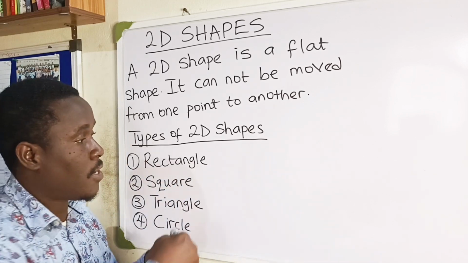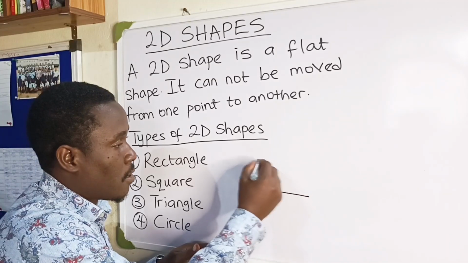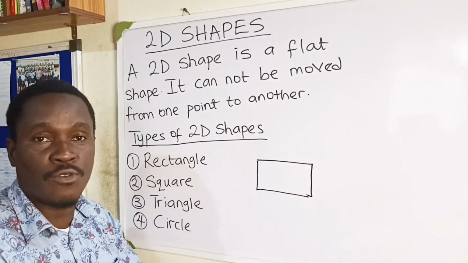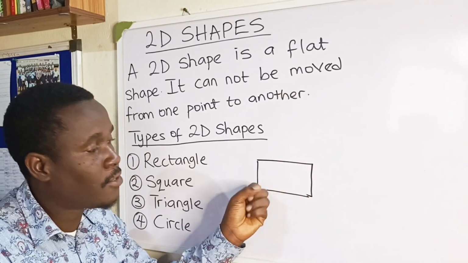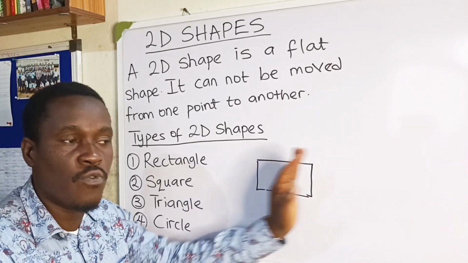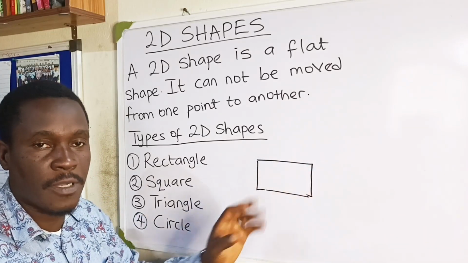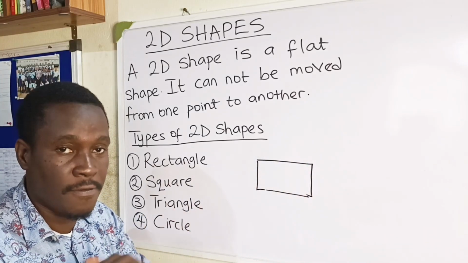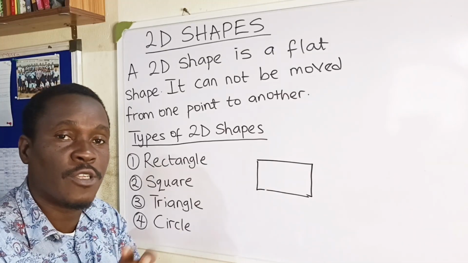So if I draw a shape like this, it is a 2D shape. I cannot handle this shape. I cannot move this shape. It is a flat shape. So 2D shapes are basically flat shapes that cannot be moved from one point to the other.